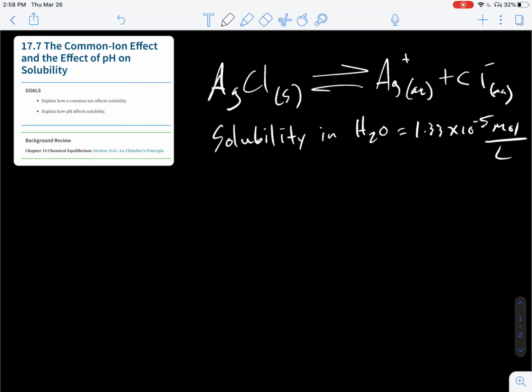Welcome back, students. We are at section 17.7, entitled The Common Ion Effect and the Effect of pH on Solubility.